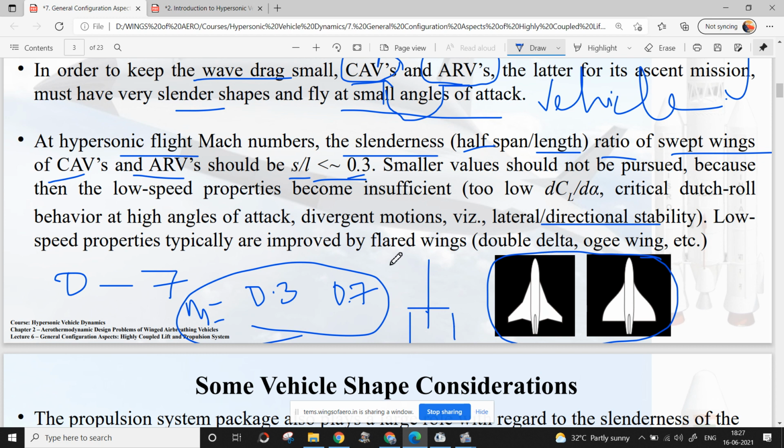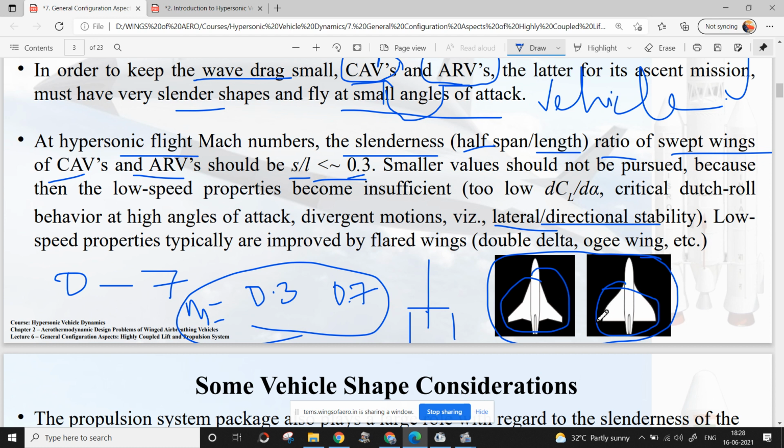So when we are flying in this subsonic regime, even a hypersonic aircraft is going to lose stability. In order to bring that hypersonic vehicle to a stable condition, we need to develop a double delta wing configuration or an OGI wing configuration. Okay, OGI wing configuration. How the double delta and OGI wing are going to help, we can see later.